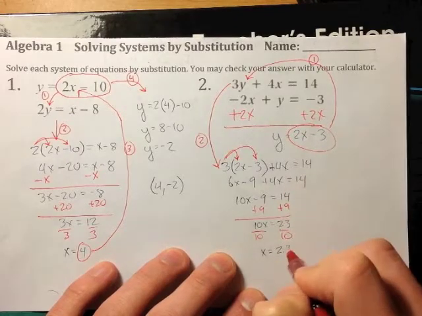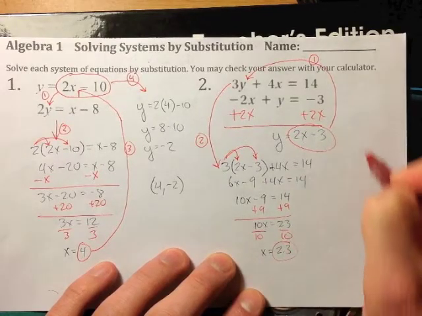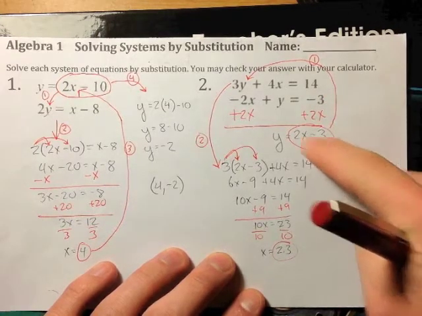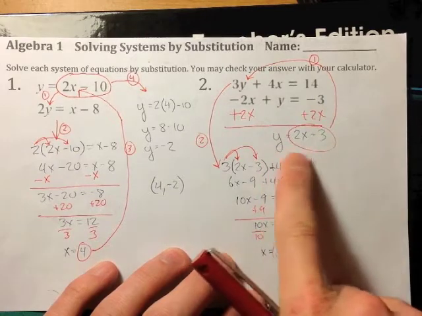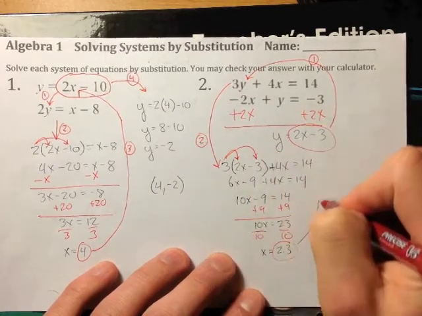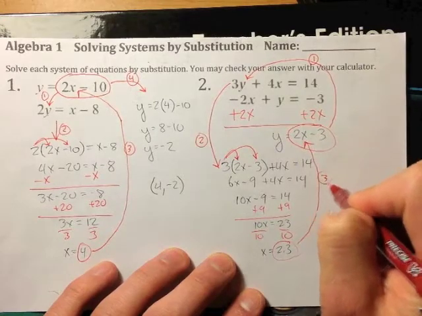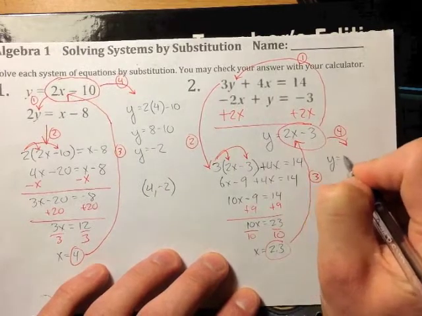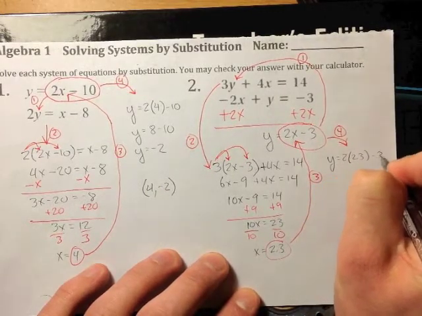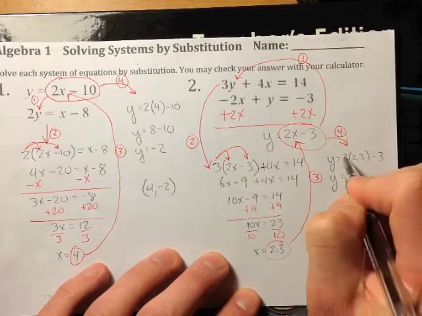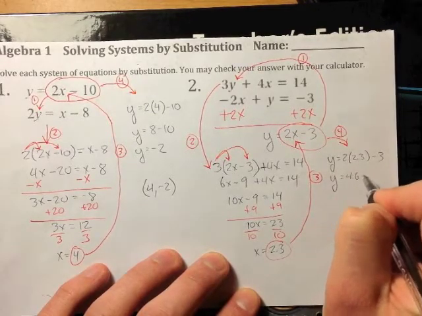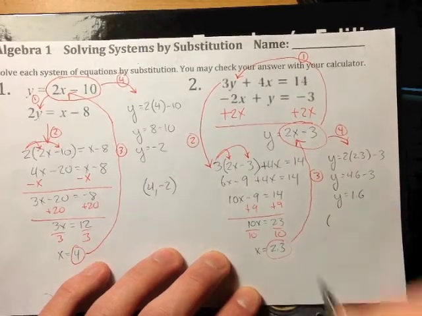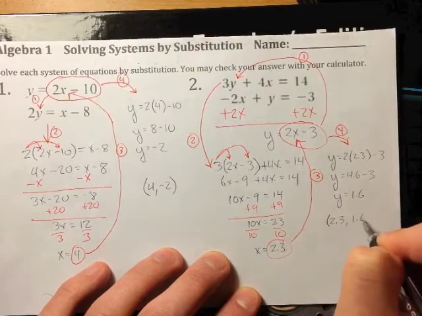Now the final step is to take the 2.3 and plug it in to one of the original equations, or into an equation that I derived from one of the originals. In this case, this equation is solved for y, so I'm going to put the x into that equation. So that's my step 3. My step 4 is y equals 2 times 2.3 minus 3. So y equals 2 times 2.3 is 4.6. So y equals 1.6. And the ordered pair that represents the solution is 2.3, comma 1.6.